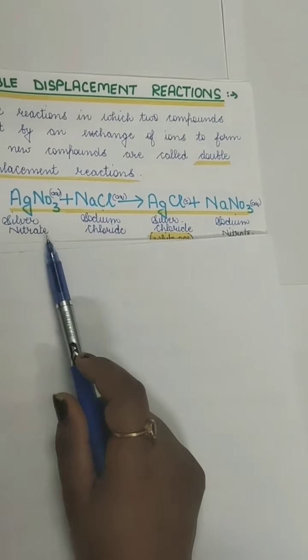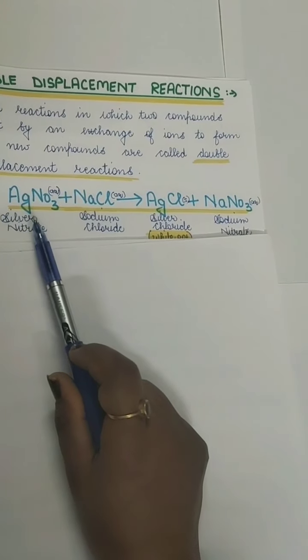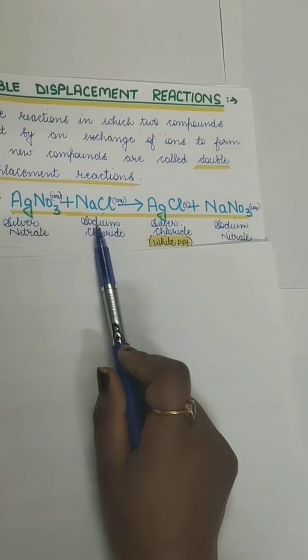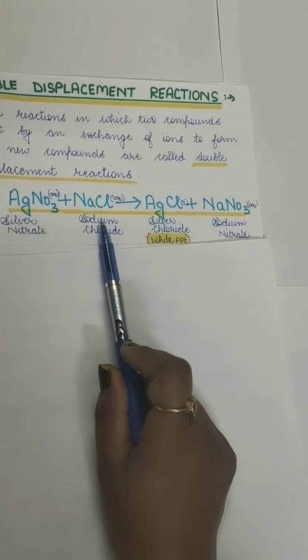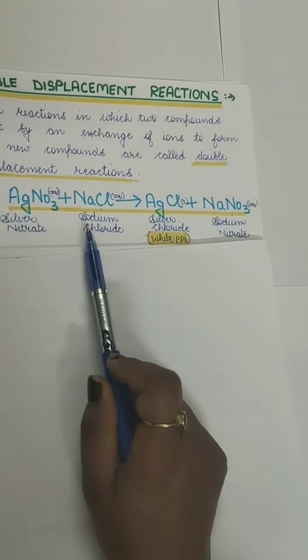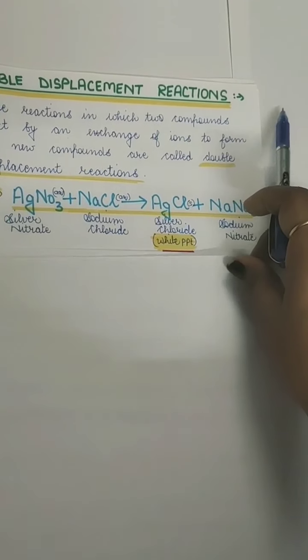So for this activity, we'll have to take 2 test tubes. Into one we will take 3 ml of AgNO3, and in the other we will be taking 3 ml of NaCl solution. Both of them should be in the solution form. If they are in powder form, the reaction will not take place. So they will be in solution form.